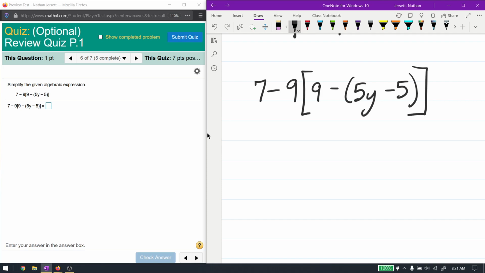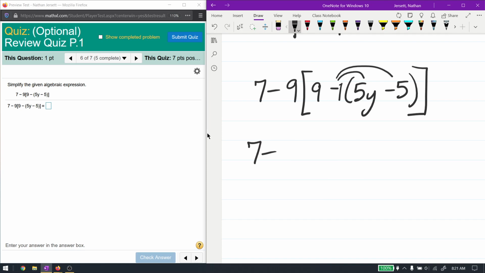So to simplify, it's probably easiest to start on the innermost set of parentheses. So I'm going to think of this negative as negative 1 and then distribute that. That way I can get rid of these parentheses because I can't do anything here between 5y and 5. These are not like terms. So I have to get rid of parentheses a different way, and you can do that by distributing.